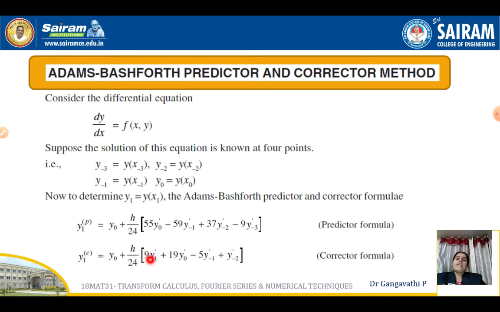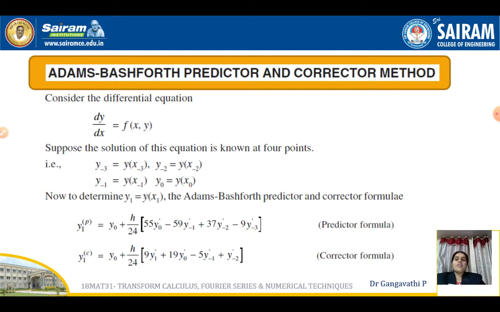If you take the values, as I said, starting from x0 here, that is y0, then x1 y1, x2 y2, x3 y3, then you will have y4 here. Accordingly, you have to change. This will become your y3 plus h by 24, 55 y3 dash minus 59 y2 dash, and then this will be y1, and this will be y0. So that is the formula.